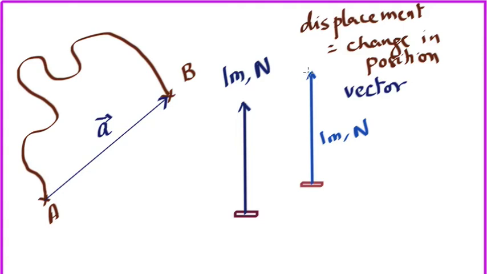That is because displacement refers not to the positions but the change in the position. In both cases, the change in the position was 1 meter north. Another way of looking at it is, I can take a vector and slide it anywhere without changing direction and magnitude. It remains the same vector.